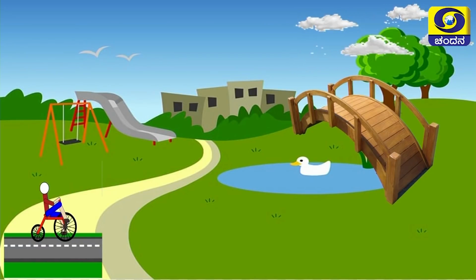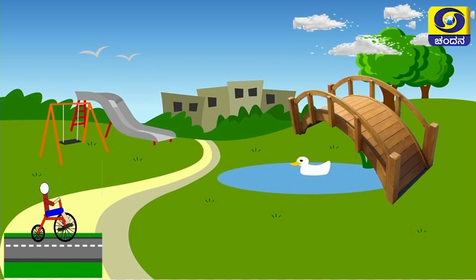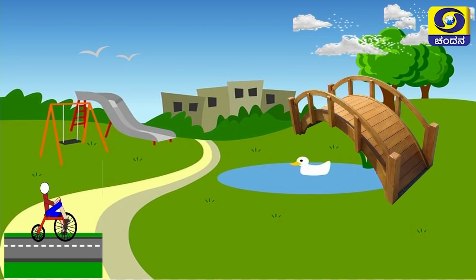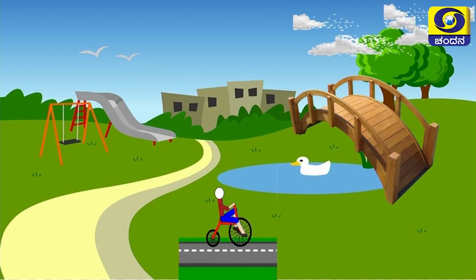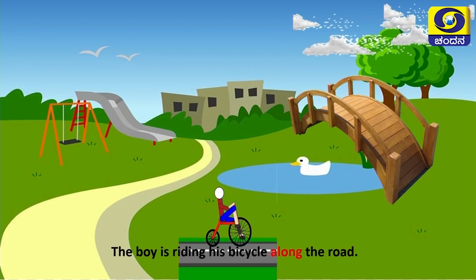Now, next, what is there, dear children? What is there? A beautiful picture. A boy is cycling, a duck is swimming, there is a beach, and there is a swing. Just see. The boy is riding his bicycle along the road.